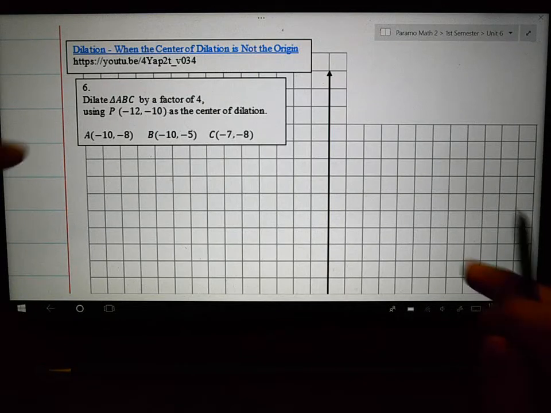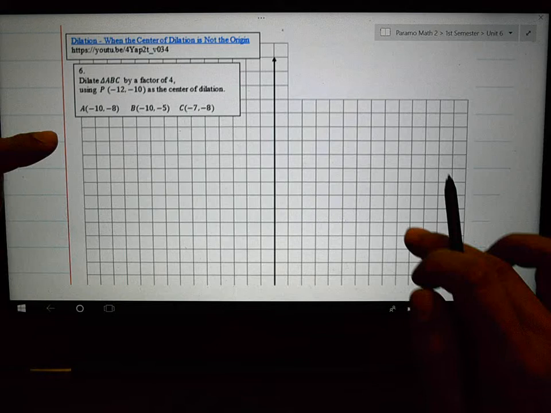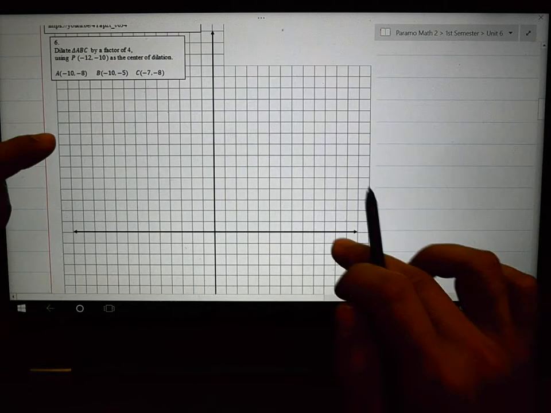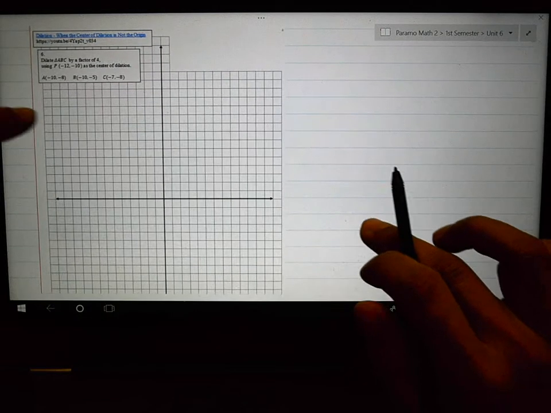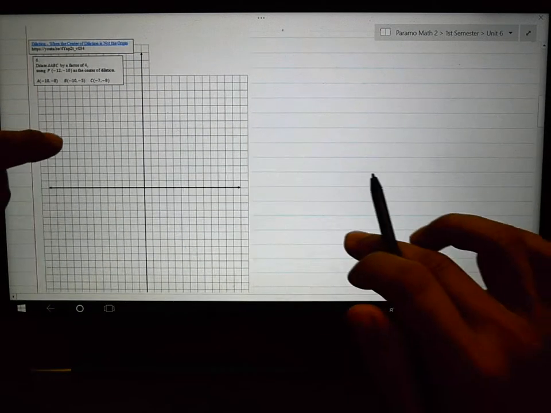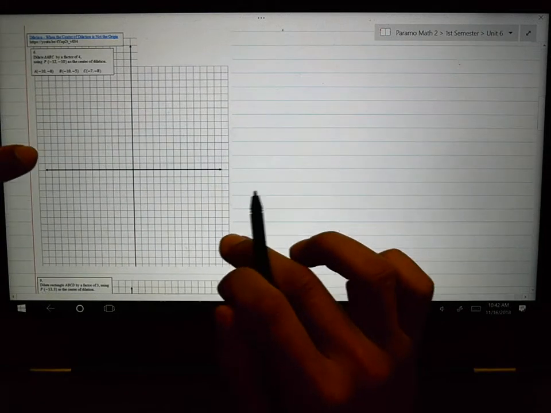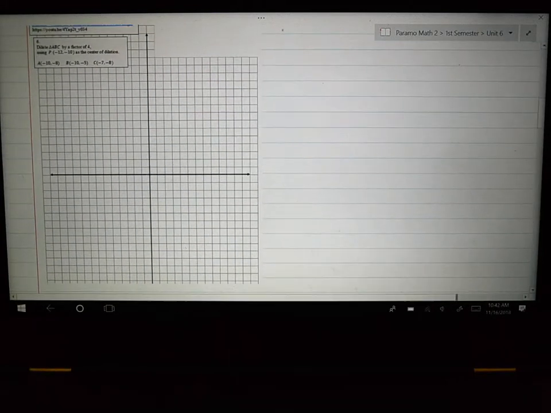The next example I have for you is number 6. Number 6, this is where you may want to use a ruler. It's up to you. They actually even give you a YouTube video, but I'm going to show you exactly what the YouTube video looked like by doing this with you. Feel free to follow along.